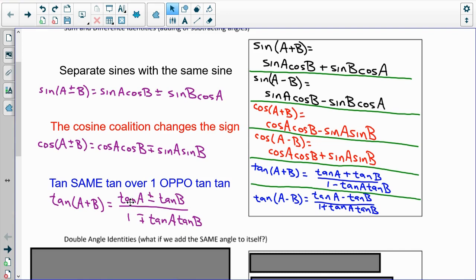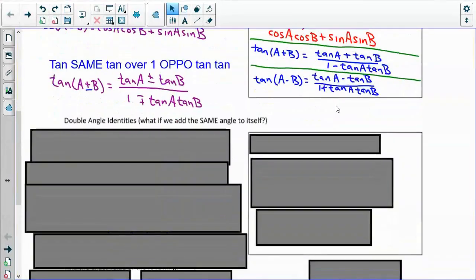So notice it just basically tells you where the signs are. It's the same sign here, opposite sign here, and same and oppo mean plus or minus depending on what the original sign was. Oh, and I kind of forgot to put a minus sign there. My fault. And then tan tan just means multiply the two tangents together. So these are the formulas.